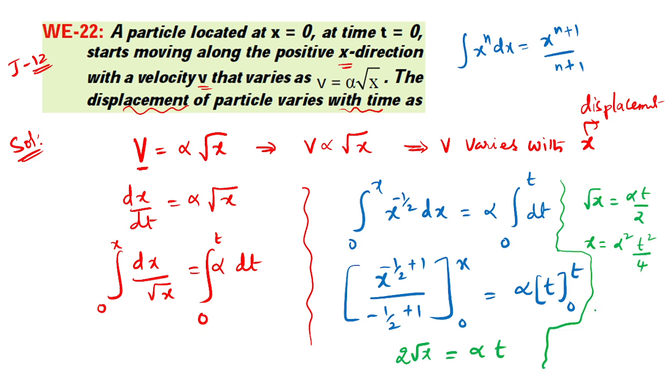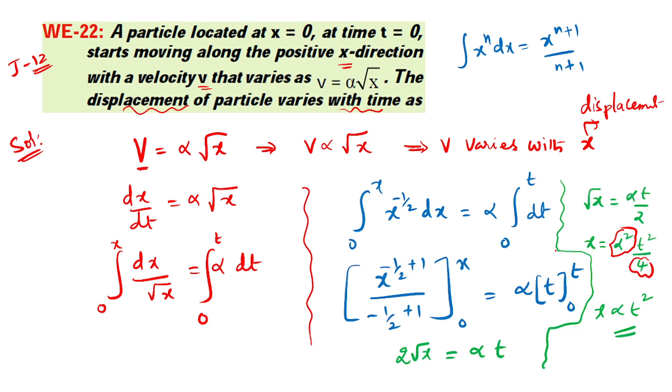Now, how will x be varying here? x is directly proportional to t square. Got it? How is it varying here? x is directly proportional to t square. You might be wondering what alpha is. It is just a confusion. It is just a constant. This part and this part are just constants.